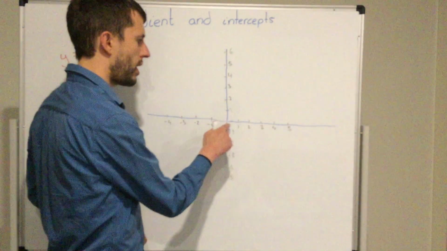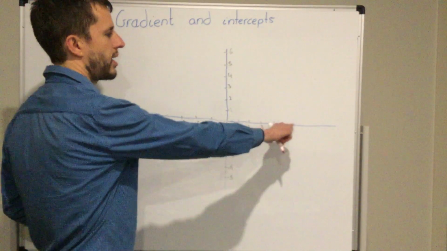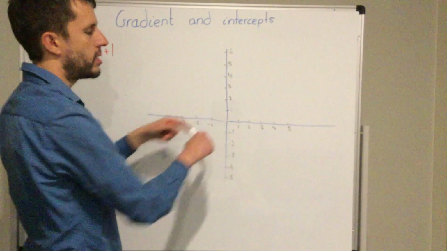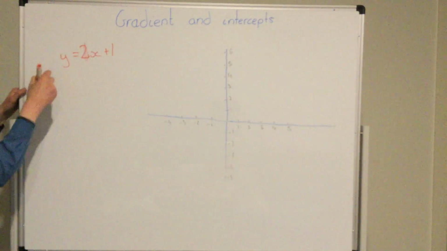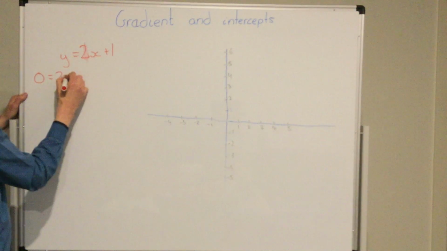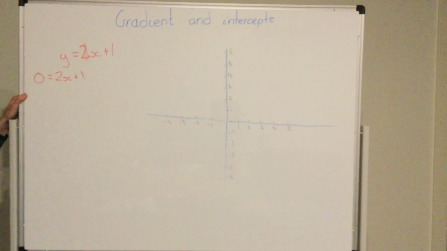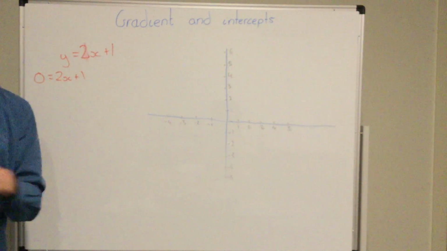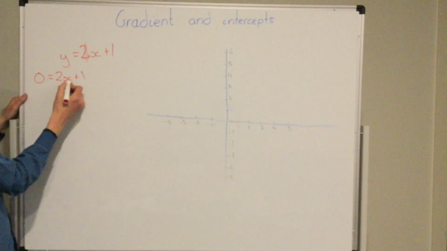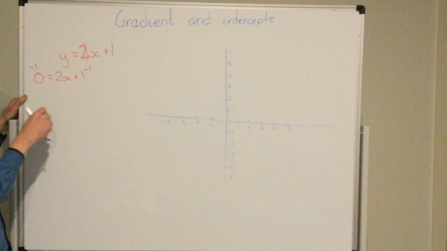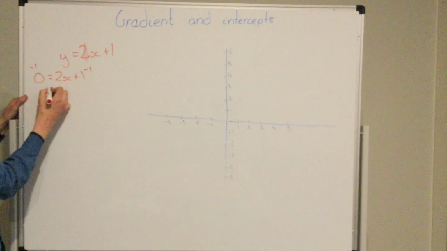So if we're thinking about when it crosses the x-axis, what must y be? Y must be 0. So if I think about changing y to 0, 0 equals 2x plus 1. Then I use my understanding of algebra to get the subject x by itself. So I take 1 on this side, I take 1 on this side to get that plus 1 gone.